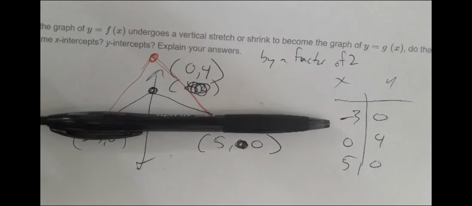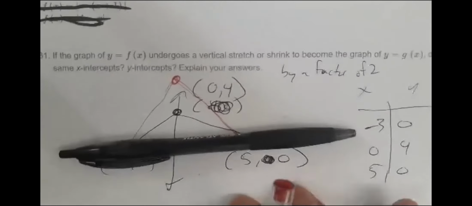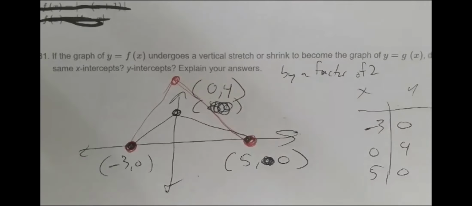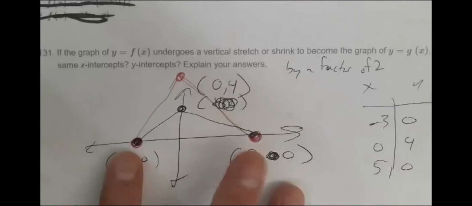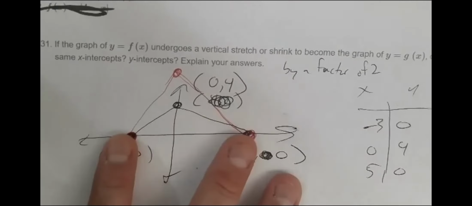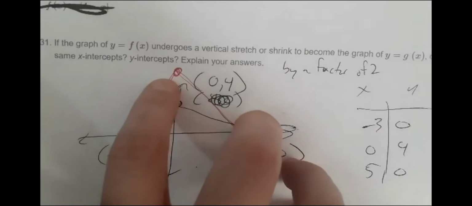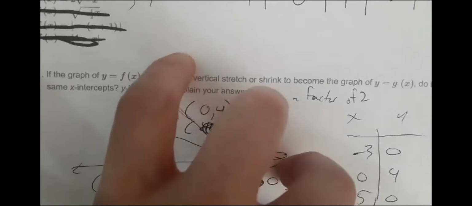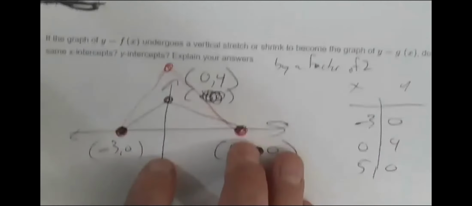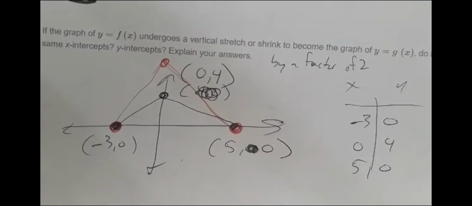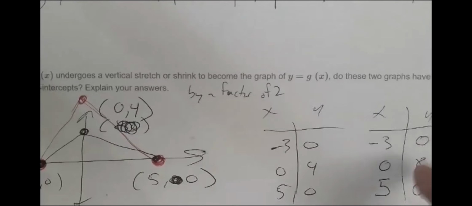So how do they rephrase this? The things on the x-axis are not going to move. So our x-intercepts are going to stay our x-intercepts. Our y-intercepts, if they're above, they're going to get stretched up, right? If they're below, they're going to get stretched down. So our y-intercept is going to change, and part of that is because our y values are changing. We have to multiply everything by 2. If the y is not 0, it's going to change.